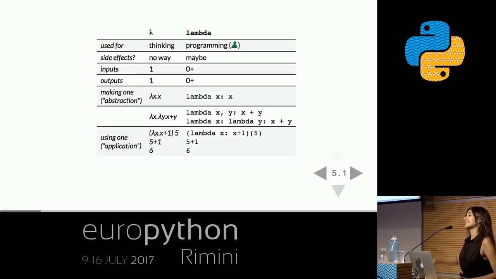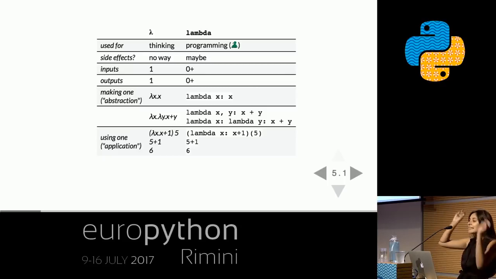Another thing is that lambdas in the lambda calculus have exactly one input. It's a pure function that takes exactly one input and returns exactly one output. Whereas, as we know in Python, we can use lambda with multiple variables. We can return a tuple of multiple outputs, so we have a lot more flexibility there.